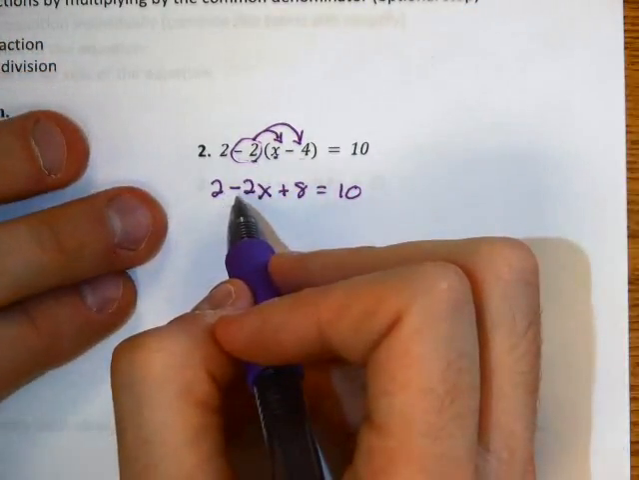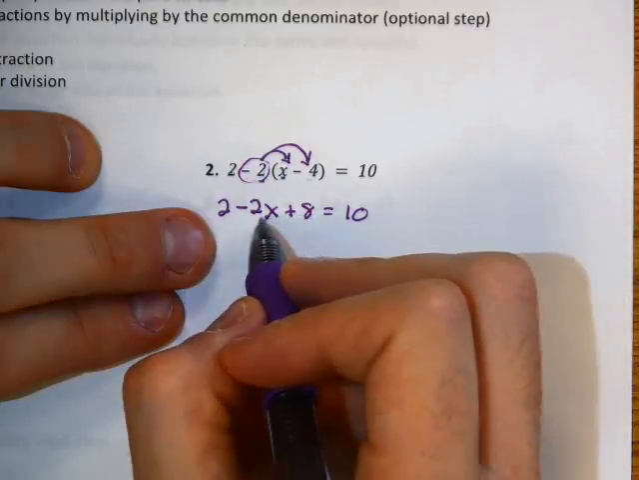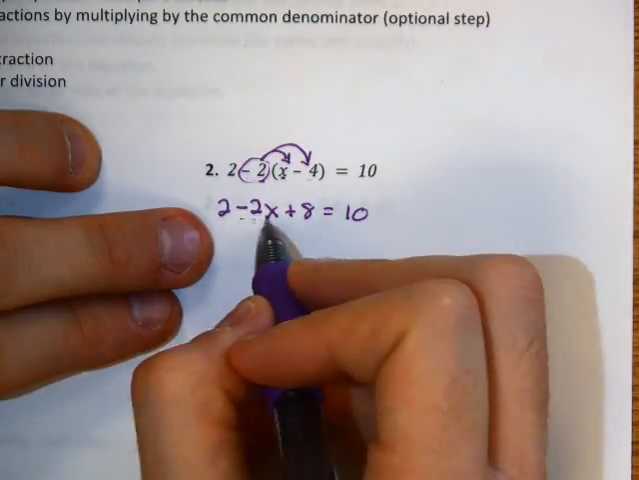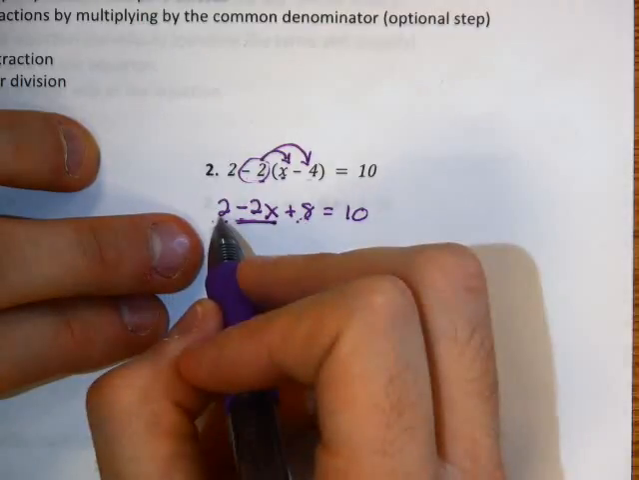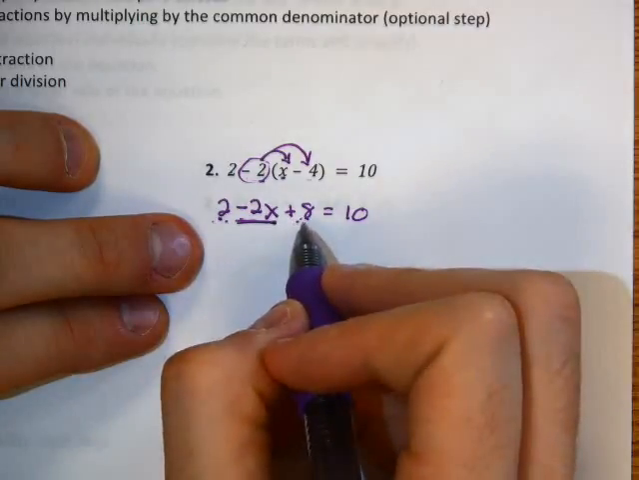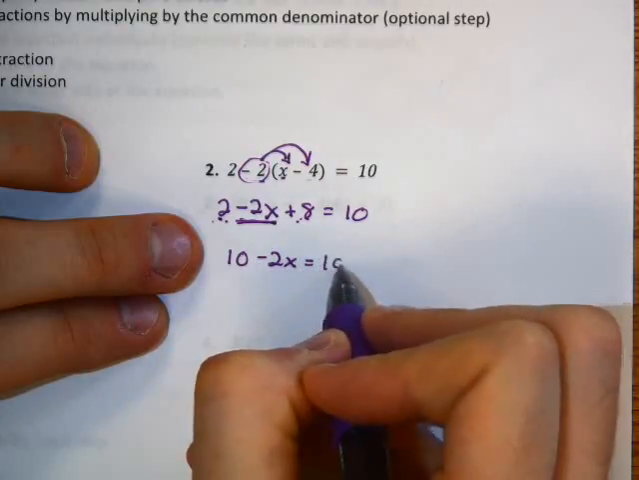Then you combine your like terms, just like it says in step 3 up here. This is the only one with x in it. These other two do not, so I can actually add those. So 2, positive 2 plus 8, that's positive 10 minus 2x equals 10.